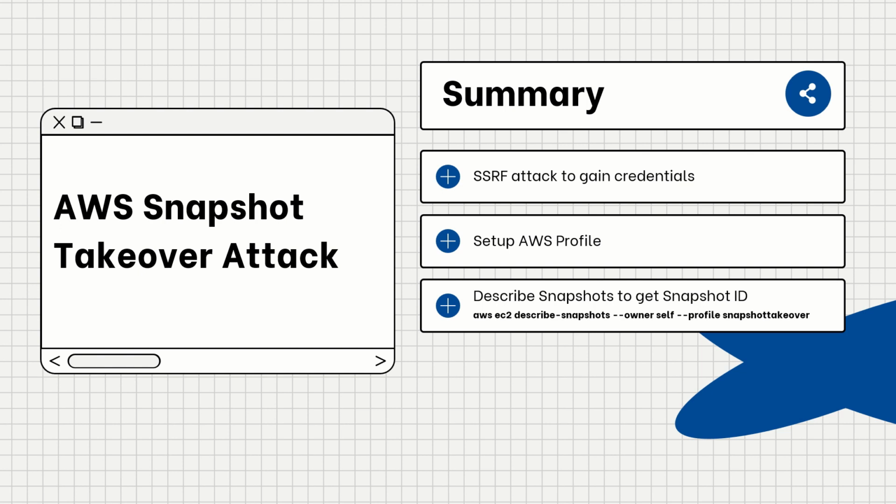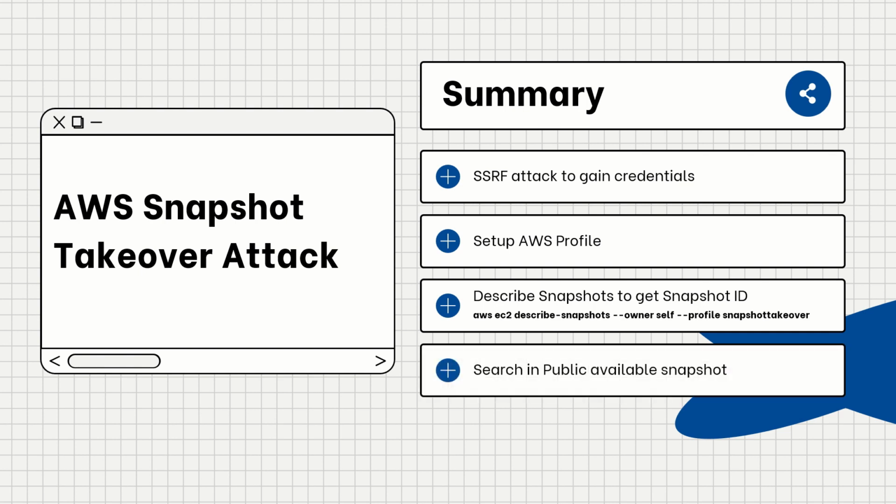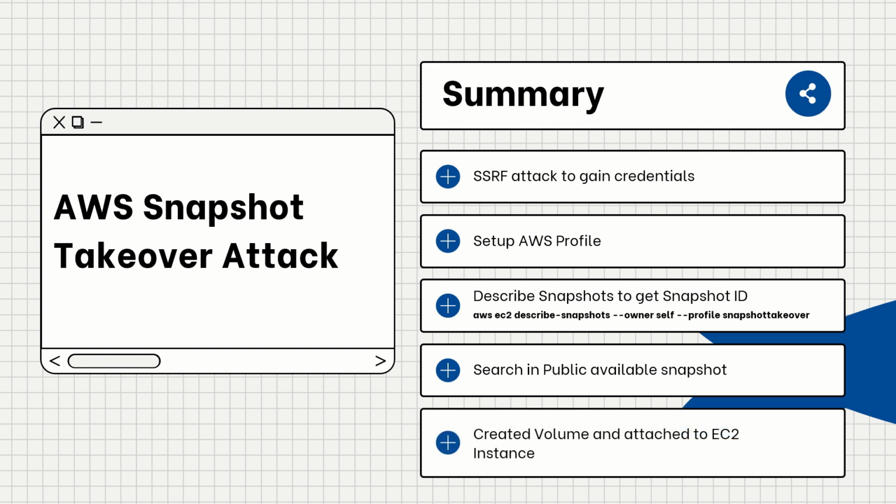Then we searched the snapshot ID in the public section on the AWS console. So we got the ID, and then we created the volume from the snapshot details. Then we spun up the EC2 instance, attached the volume and got the flag. So this is all about the snapshot takeover attack.